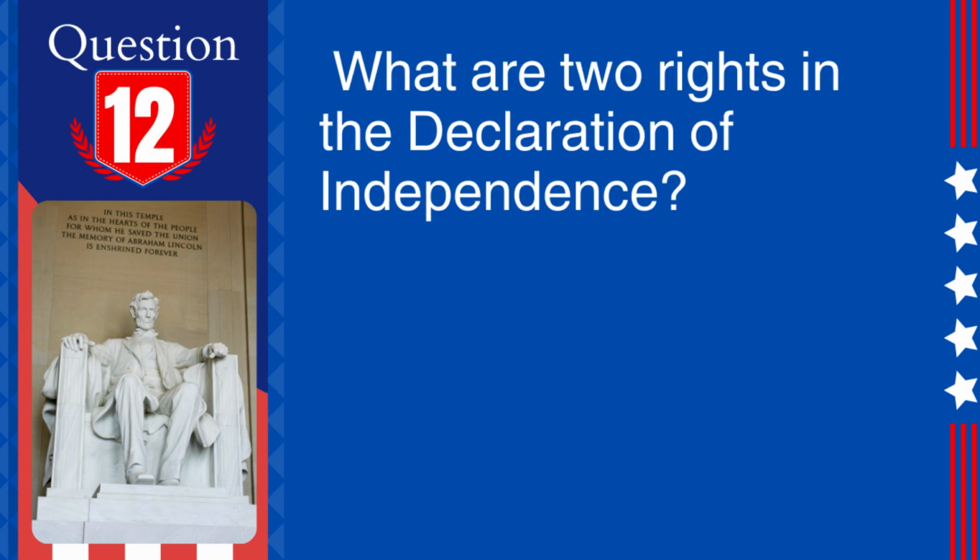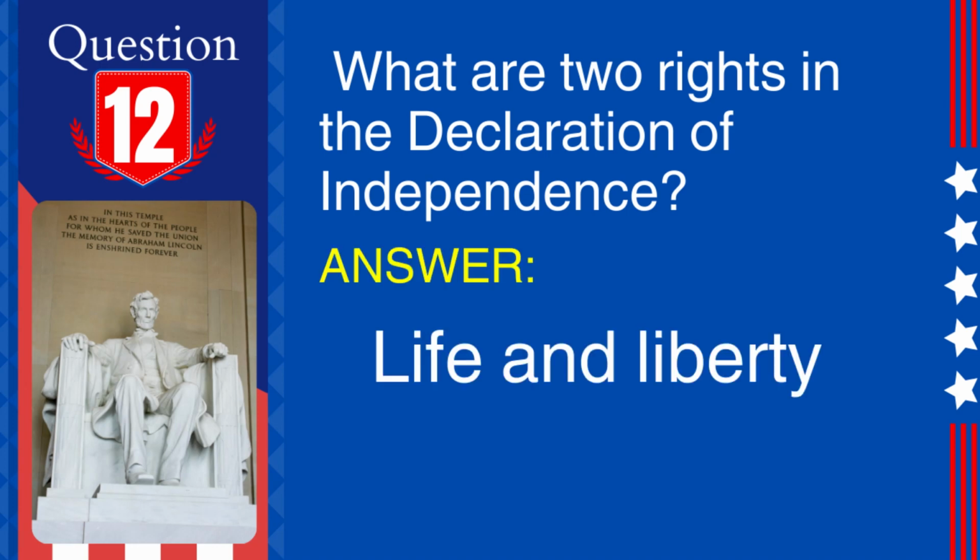12. Question. What are 2 rights in the Declaration of Independence? Answer. Life and liberty. Explanation. The Declaration states that among the unalienable rights are life, liberty, and the pursuit of happiness.